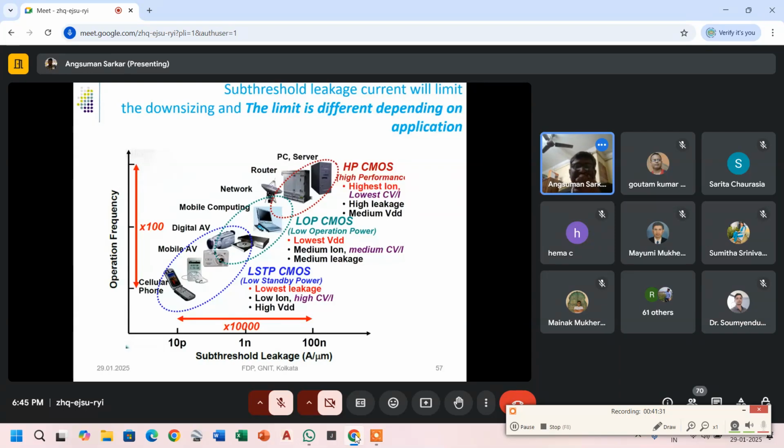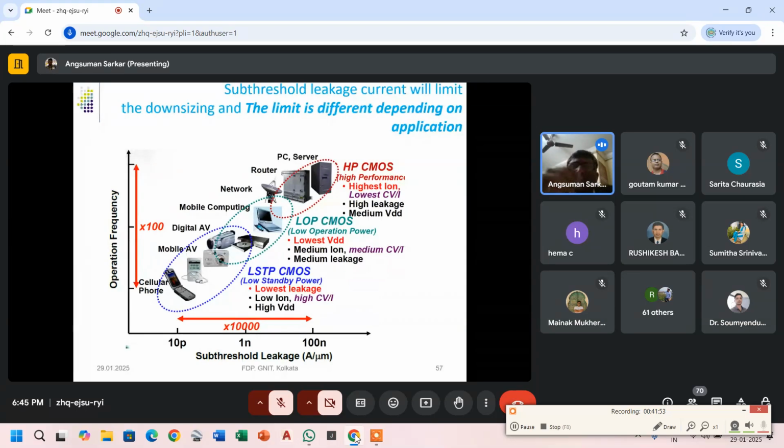And see the amount of subthreshold leakage. The subthreshold leakage is limiting the downsizing, and it is dictating the type of application where the device is used. So the leakage, lowest leakage or highest leakage, that we are talking about is basically the subthreshold leakage.